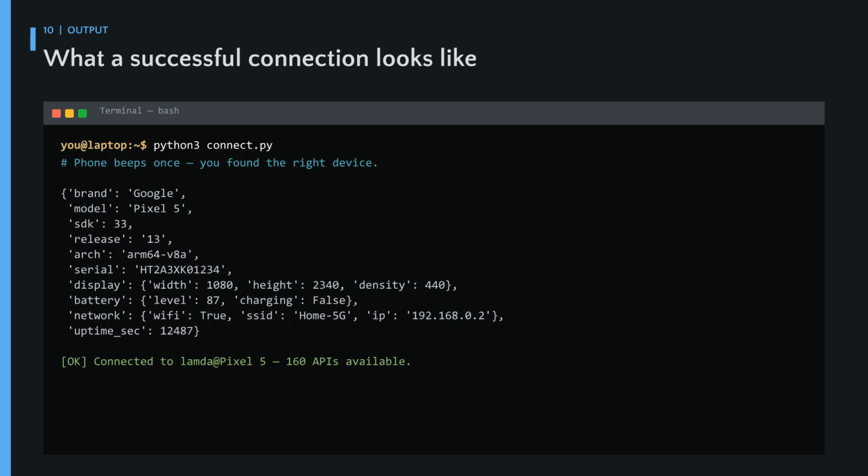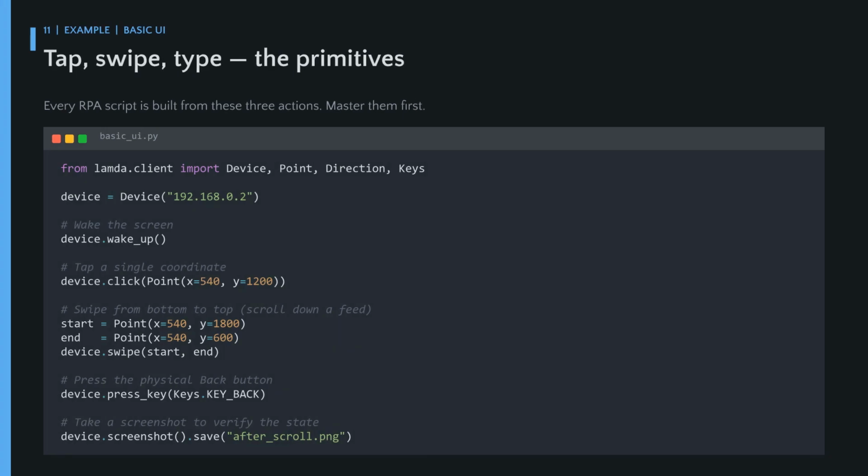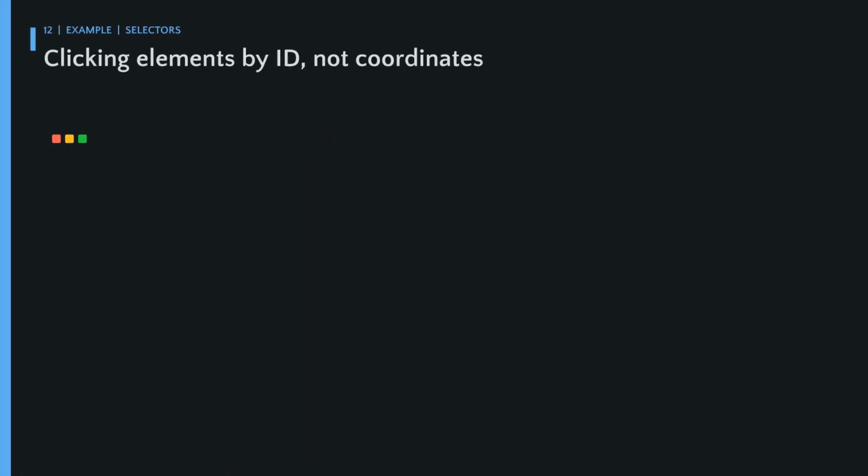160 APIs are available. Every RPA script is built on basic UI primitives like tap, swipe, and type. The code shows how to wake the screen, tap a coordinate using "device.click", and swipe between points. You can also press physical keys and take a screenshot to verify the device state. It is best practice to click elements by ID rather than coordinates, as selectors are more stable across different screens and OS updates. You can find elements by resource ID, visible text, or description, and combine filters for precision.